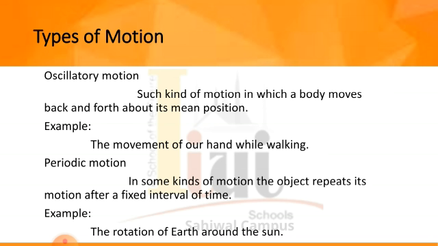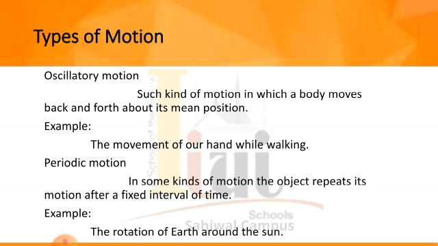On page number 127, you have to mark the lines starting from periodic motion. In some kinds of motion, the object repeats its motion after a fixed interval of time. Such motion is called periodic motion. Some rotatory motions are periodic motions. So you have to mark these 4 lines from the paragraph of periodic motion on page number 127 to have the exact definition of periodic motion.